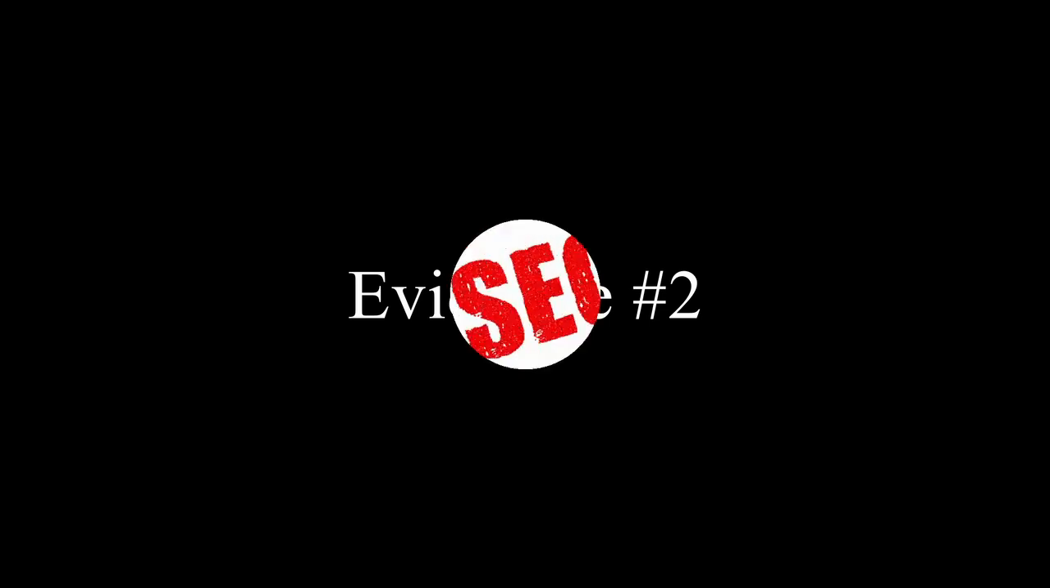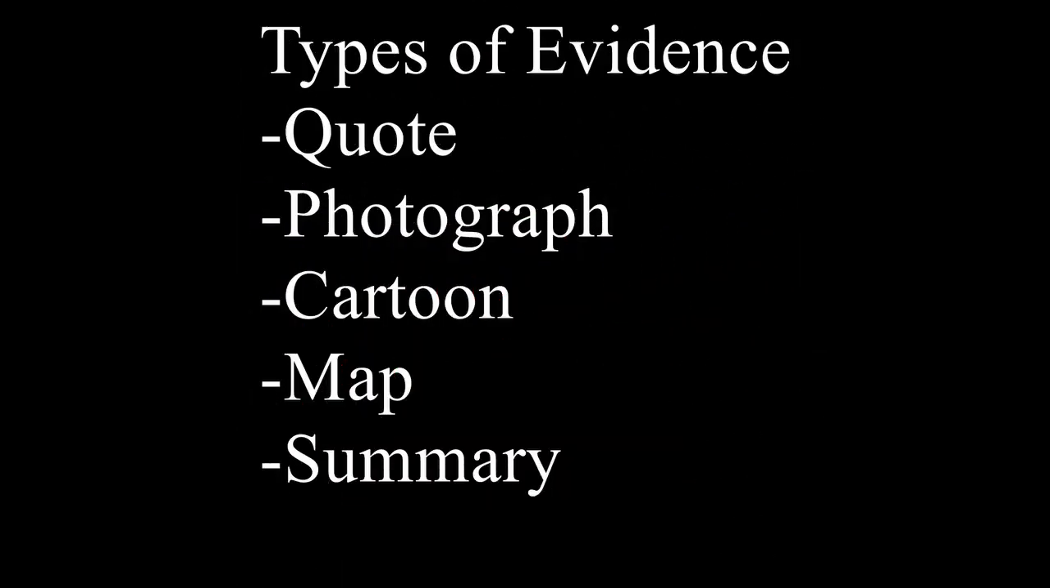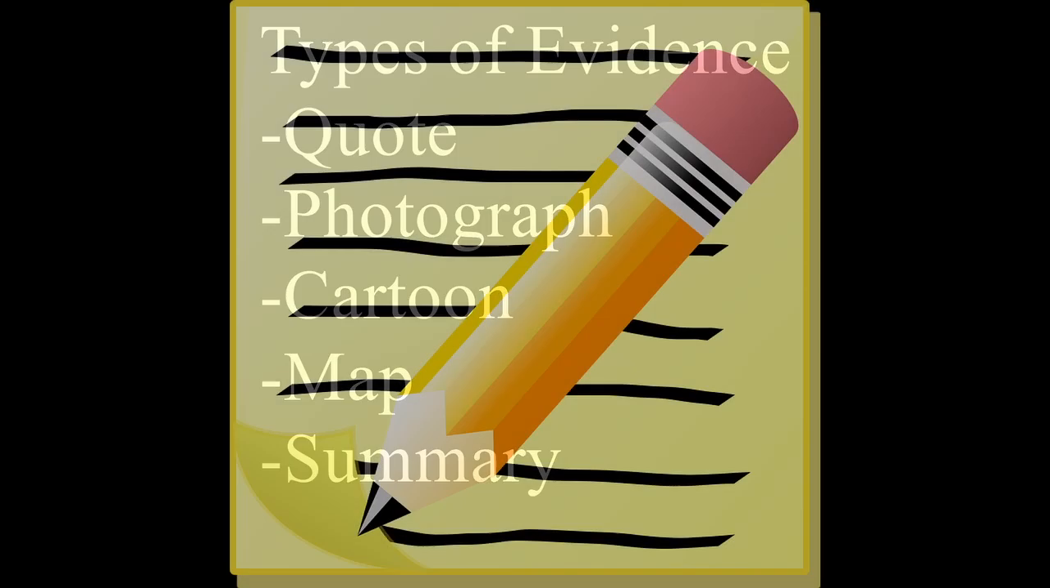If I really wanted to earn an A, I would introduce and explain a second piece of evidence about the Quartering Act. Shh, I'll let you in on a secret. Not all evidence has to be a quote. I could describe an image such as a photograph or a political cartoon or even summarize something that happened.